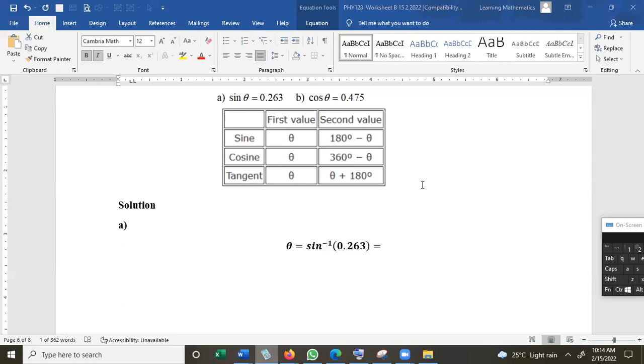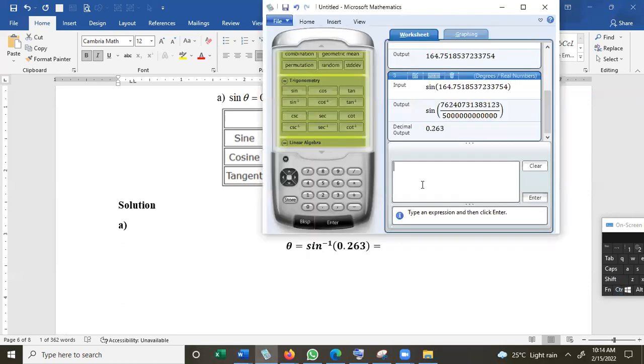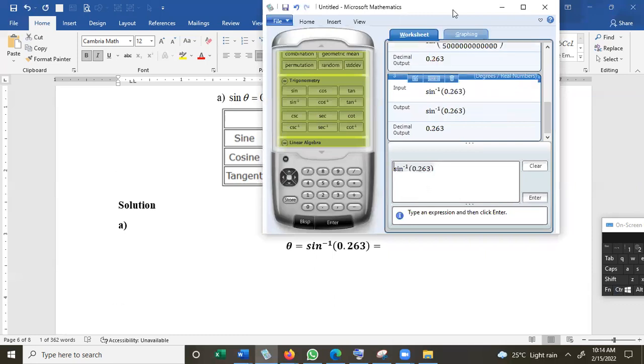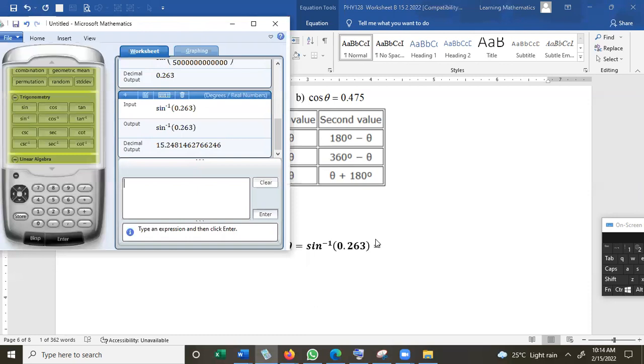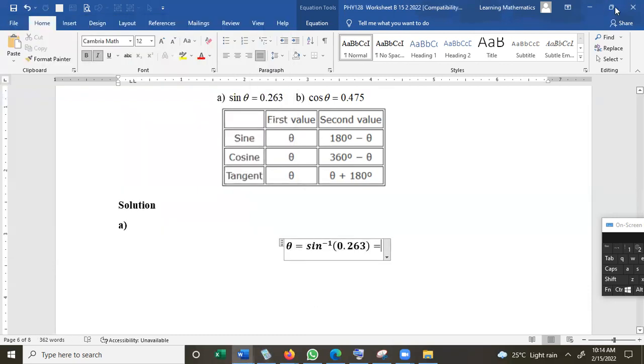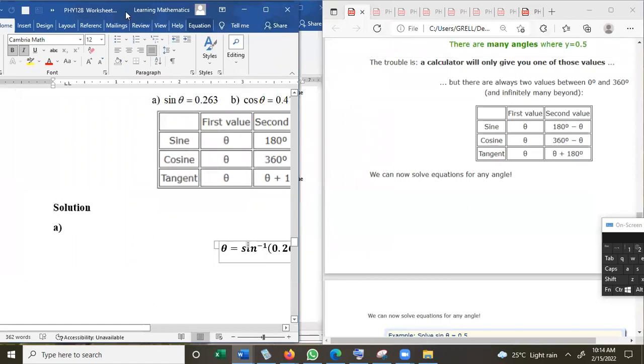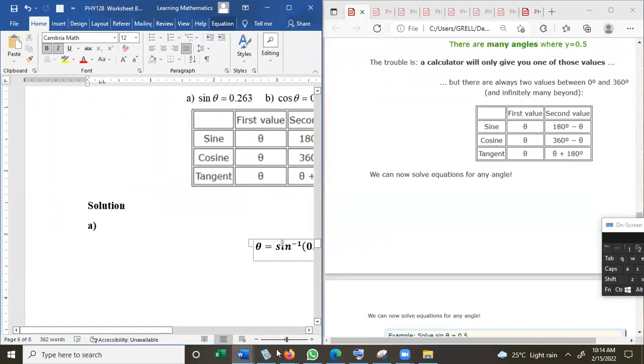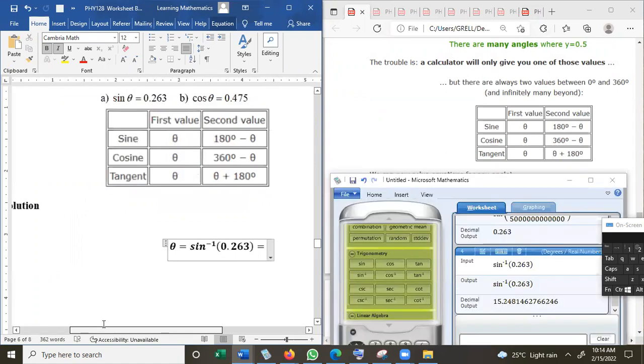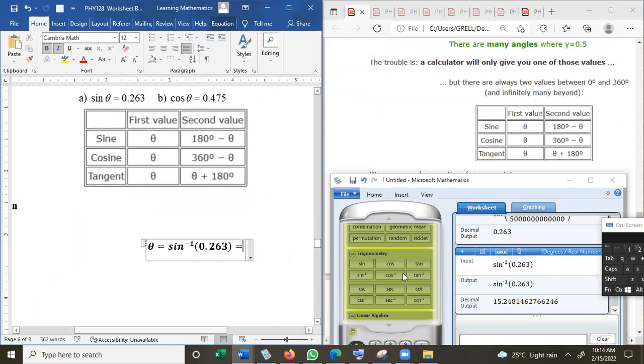let's see if this calculator is compatible with math equation in terms of trigonometry. Sine inverse, enter. Yes, it is. So you are getting the first angle, which is the acute, and it will be in the first quadrant, as you can see. Which is 15.25 or 15 degrees. Normally it is okay to round off degrees to the nearest whole number.